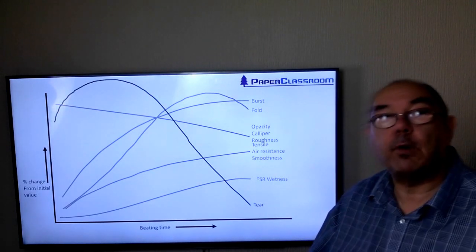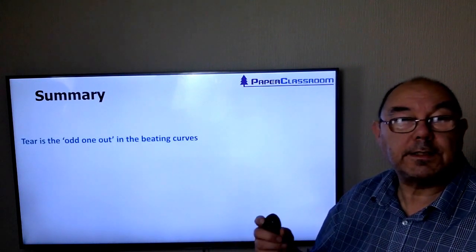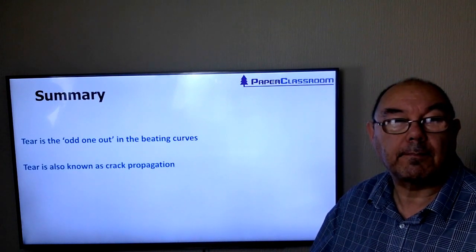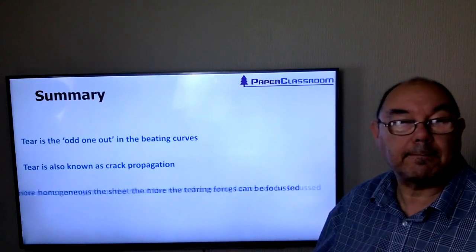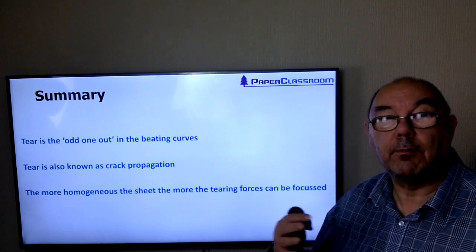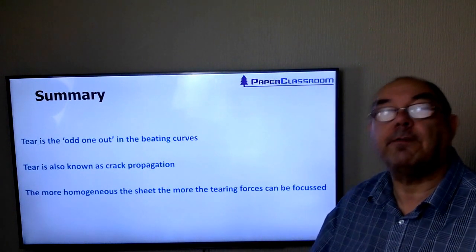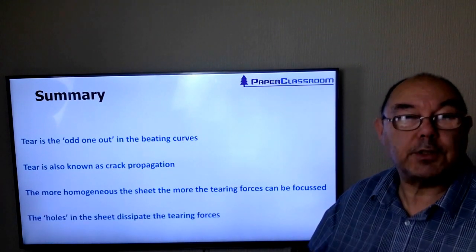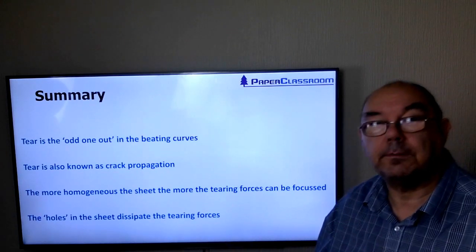So a quick summary of what we've talked about here. Now, just 4 points to make. First of all, tear is the odd one out in all the beating curves. Tear is also known as crack propagation. The more homogeneous the sheet is, the more the tearing forces can be focused, and therefore the rapid fall in tear resistance. And finally, it's the holes in the sheet that dissipate all those tearing forces.